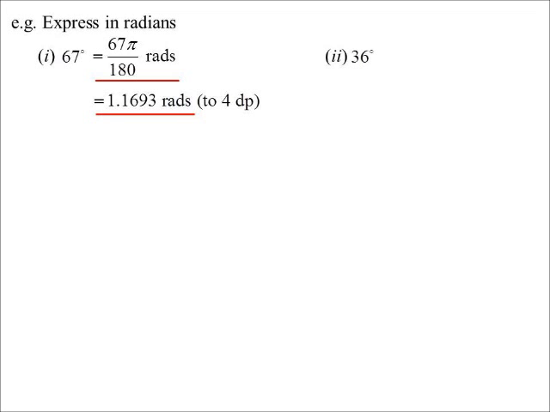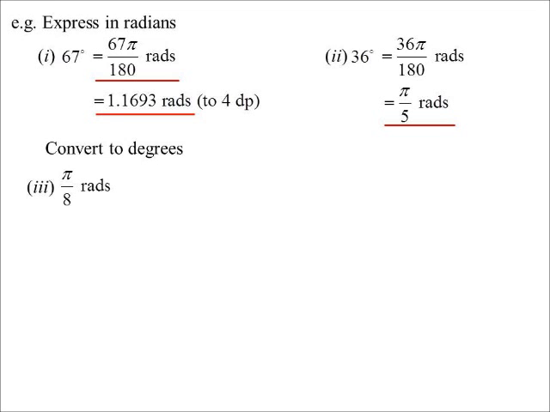36 degrees, again, you just multiply by pi on 180. This one simplifies nicely. That's pi on 5 radians. And if we go back the other way, then I'd multiply by 180 on pi. The pi is cancelled. I get 22.5 degrees for pi on 8. There doesn't have to be a pi in there just because I'm using radians. Remember, pi is just the number 3.14 and so on.